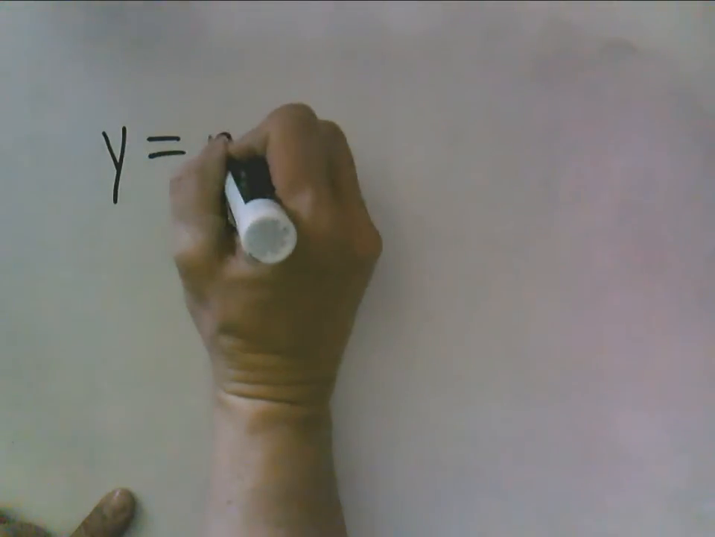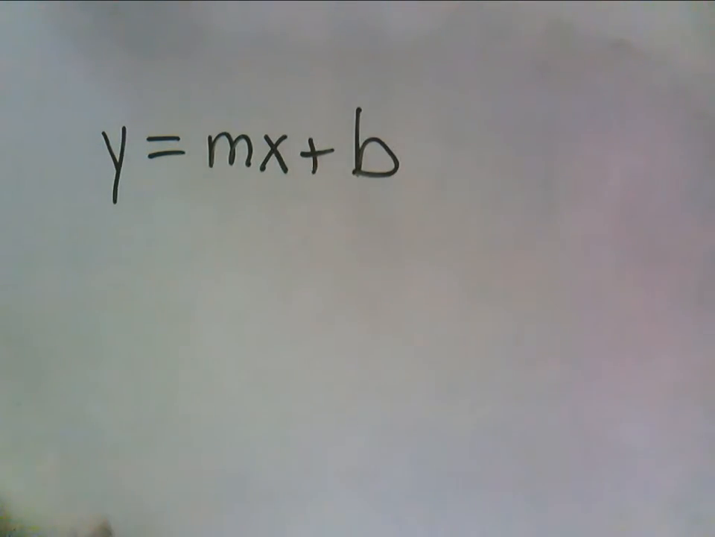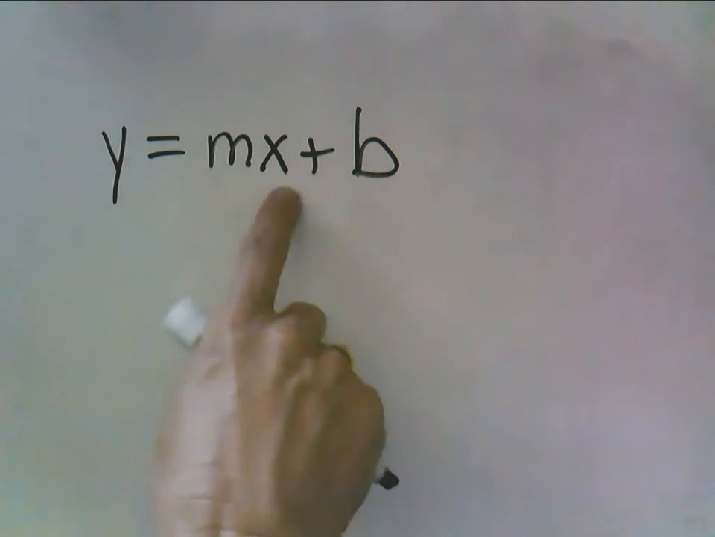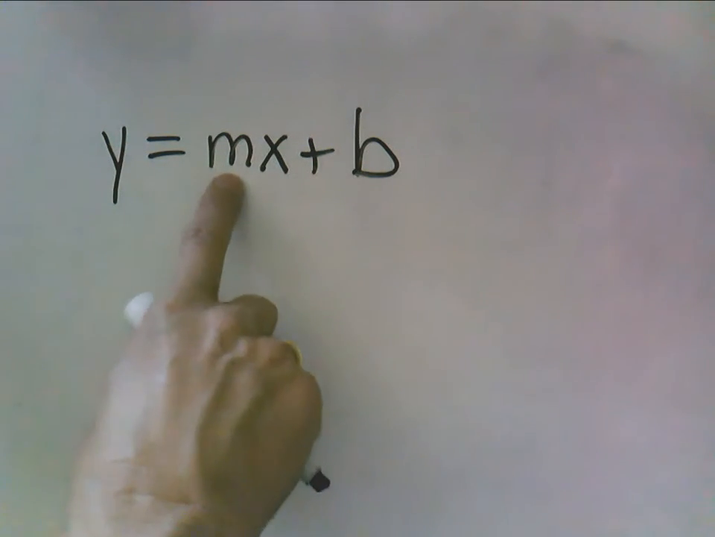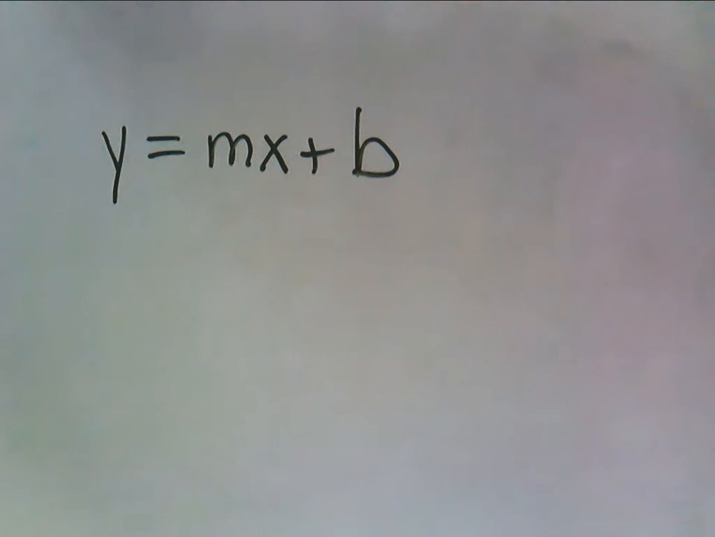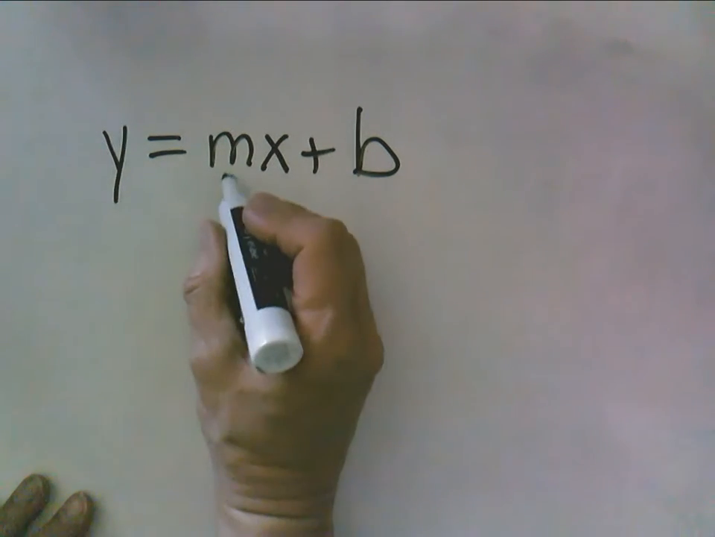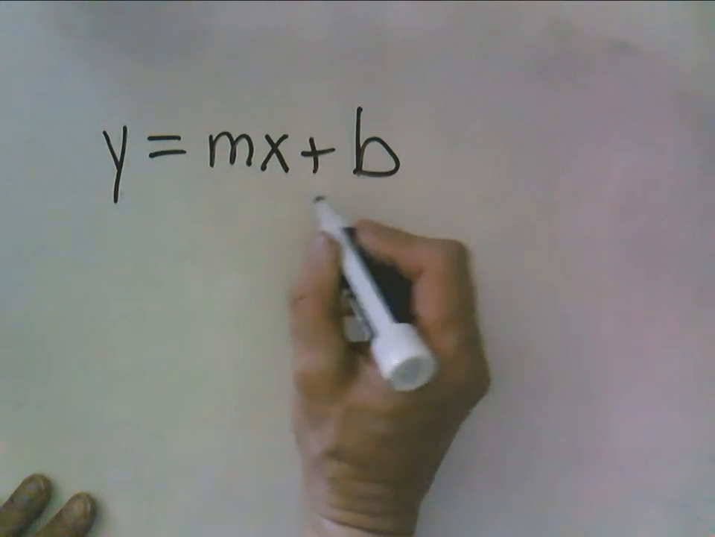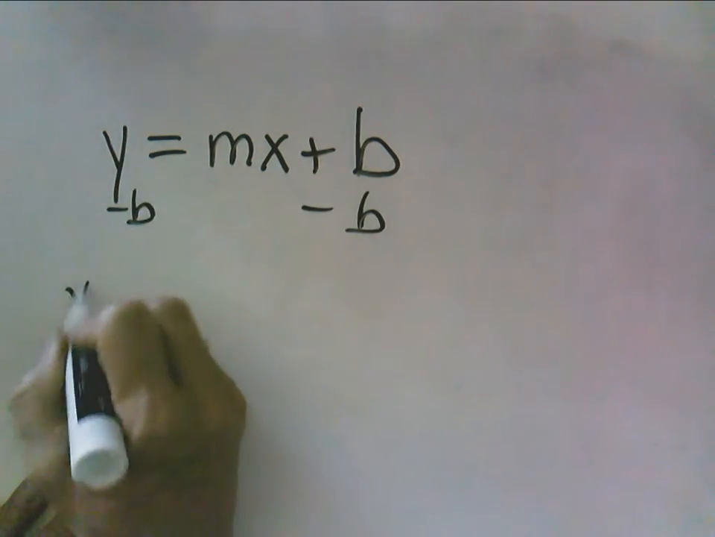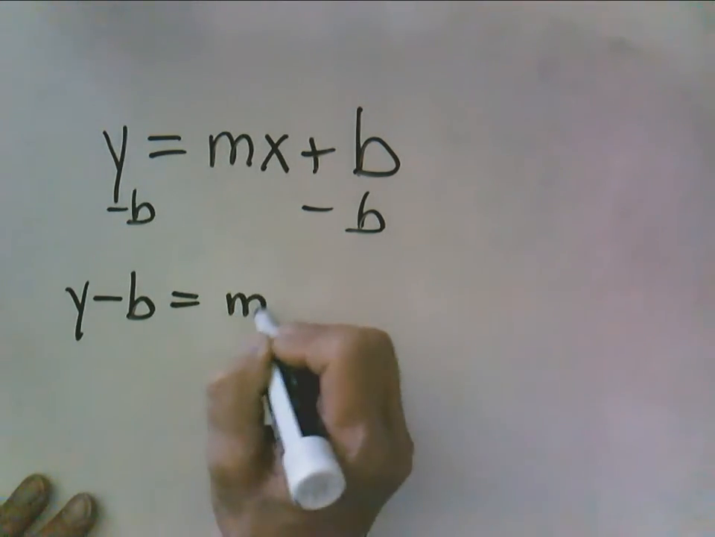Okay? Now, let's look at our old friend, the slope-intercept form. Now, this is solved for y, but there's an m, an x, and a b. So let's solve the slope-intercept formula first for the slope, then for x, then for b. Okay? So, if we're solving for m, right, we want to get rid of b. So we get y minus b equals mx.